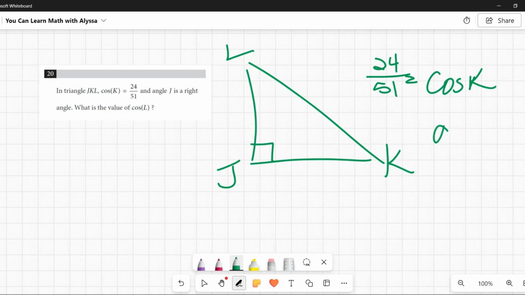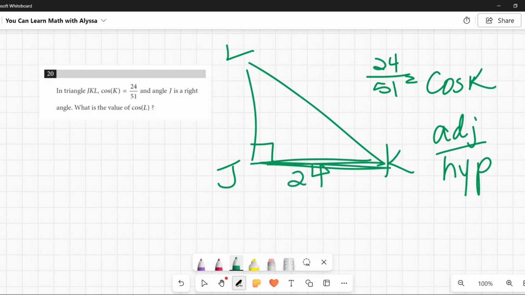Now cosine is adjacent over hypotenuse, the length of the adjacent side over the length of the hypotenuse. So my adjacent on top is 24, so that's this side that's adjacent to K. This is the side that's opposite, this is the leg that's adjacent, and the hypotenuse is always the longest side, the one opposite the right angle. So hypotenuse then is 51. There we go, 51. Okay.